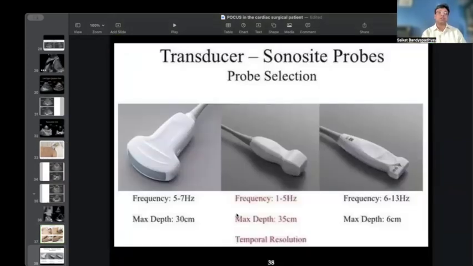Now, the probes are similar to those we have used in the FAST scan. You will require either a 1 to 5 megahertz phased array cardiac probe or a 5 megahertz curvilinear probe. But if you're specifically looking at the pleura, you will require a higher frequency probe, specifically a linear probe of more than 10 megahertz. I'm going to show you hands-on how to do that.